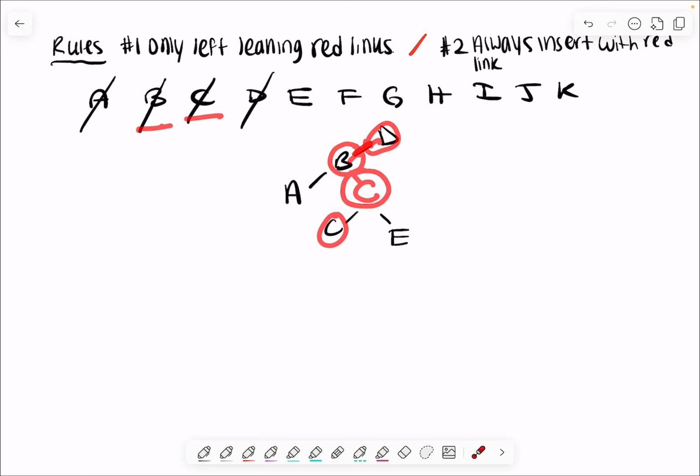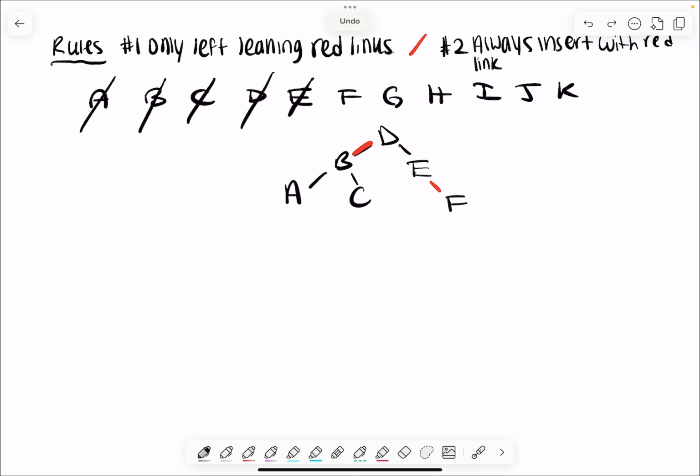C comes after B, so it would go to the right. So that's where C would go. I'm just placing them where they belong. And then E comes after D, so it's going to go to the right of D, like so. Then we insert F, which comes after E, so it goes to the right of E.